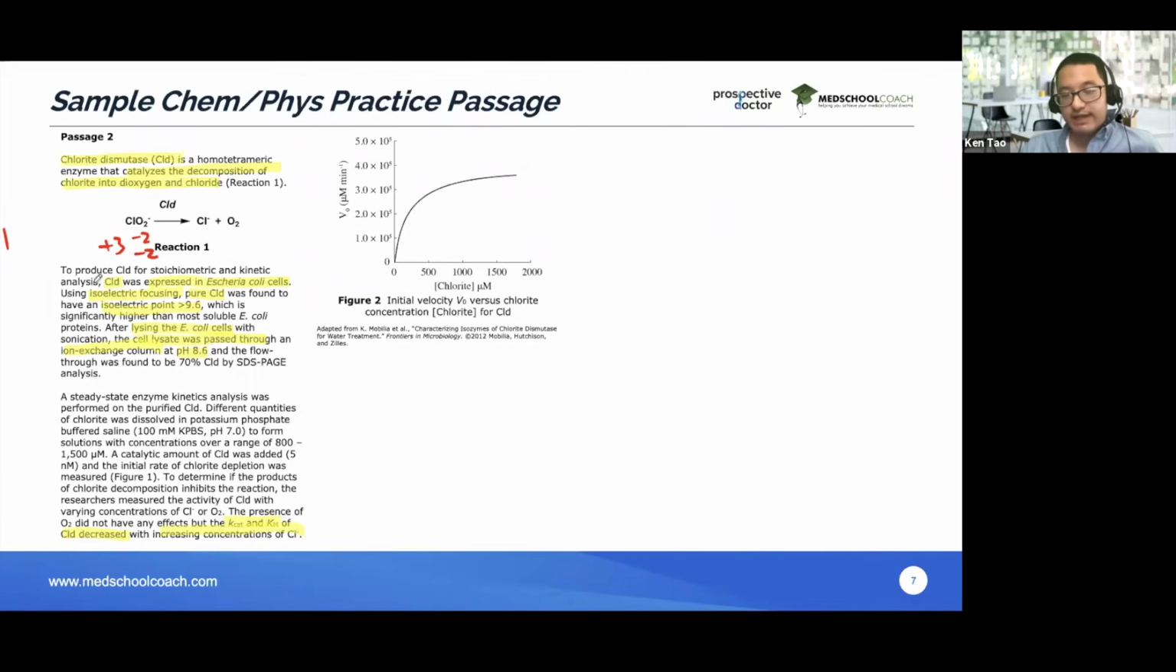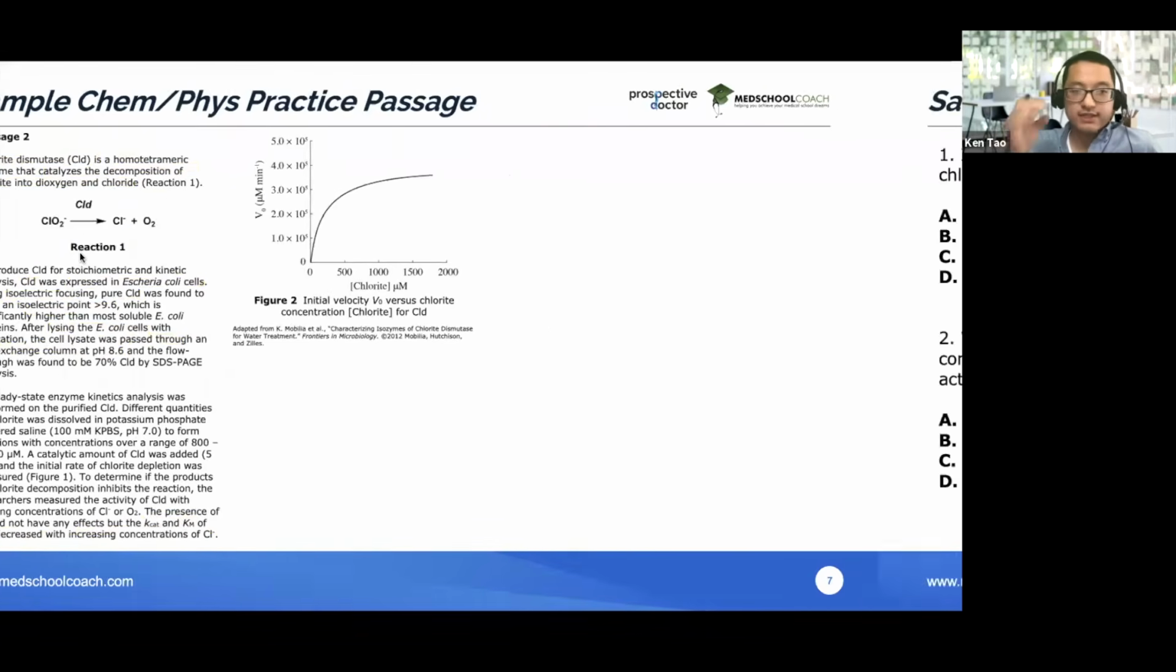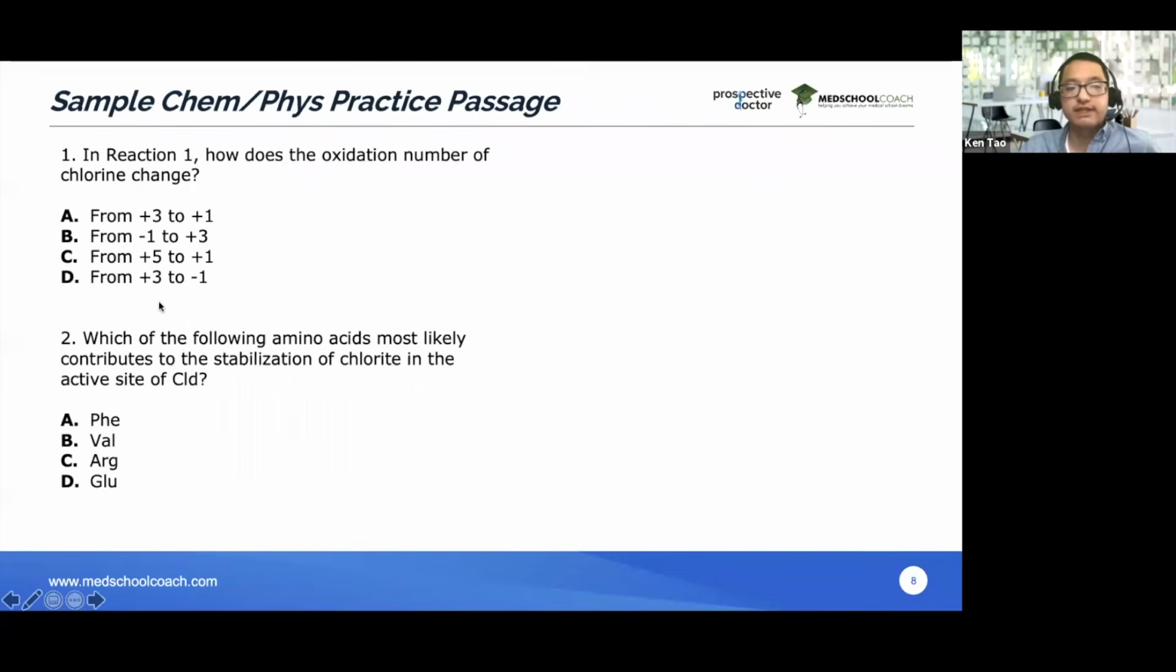Very good. And similarly, who thinks they know the oxidation number of chlorine in the product? Excellent, very fast. So this one's pretty simple, right? If you only have chlorine and that's the only atom, then the oxidation number is going to equal the overall charge of the molecule, -1, very good. So in this case, we can say that the oxidation number went from +3 to -1. So in that case, that will give us as our answer D.